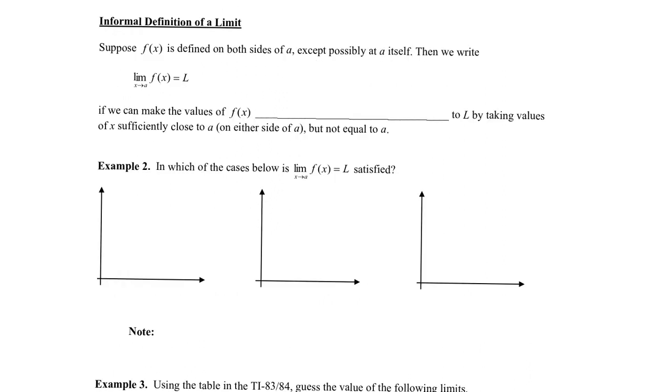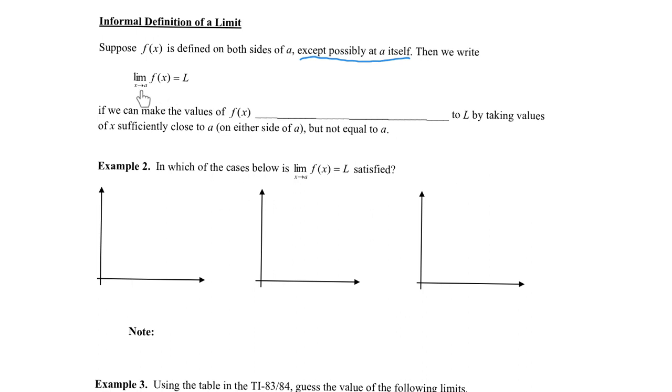So let's look at an informal definition of a limit. So suppose we have this function f of x defined on both sides of a, except possibly at a itself. That's an important point. We're going to see that we don't really care what happens at the point a. We only care what happens as we get really close to a on both sides of a.